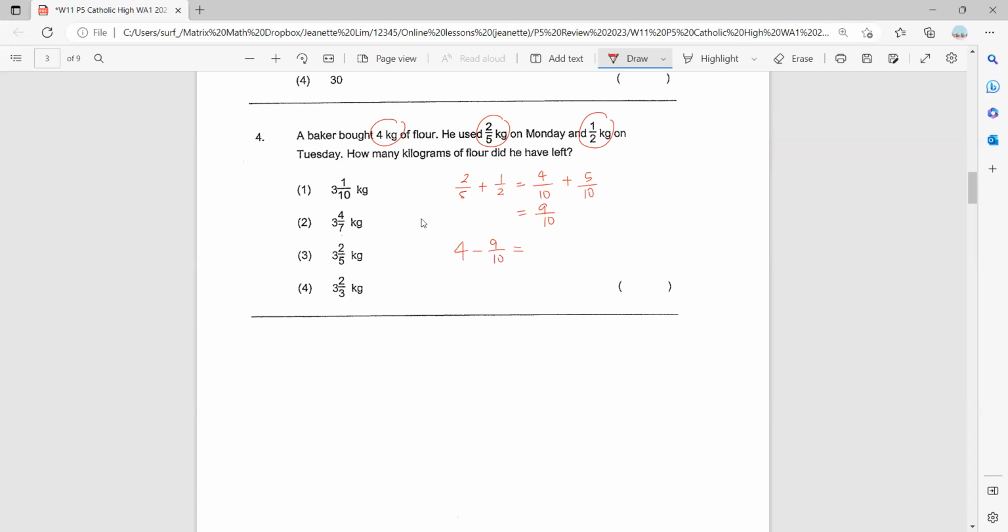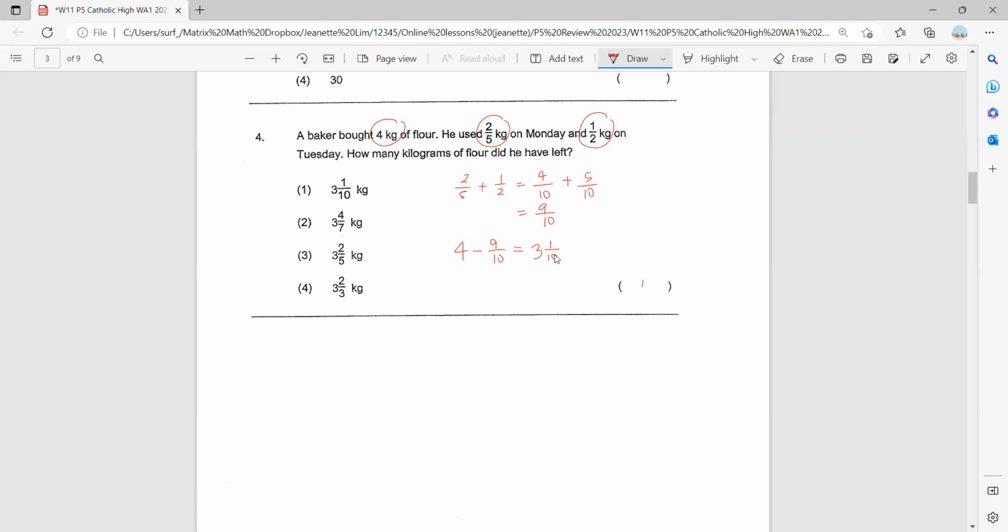The answer is 1 after all. Because 4 wholes minus 9/10, you are left with 3 wholes, right? Then 10 over 10 minus 9 over 10, you're left with 1/10. So yeah, the answer is 1.